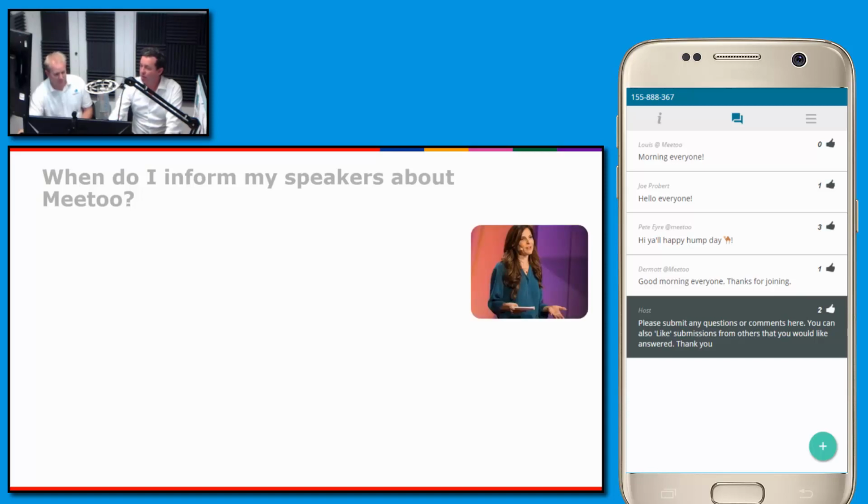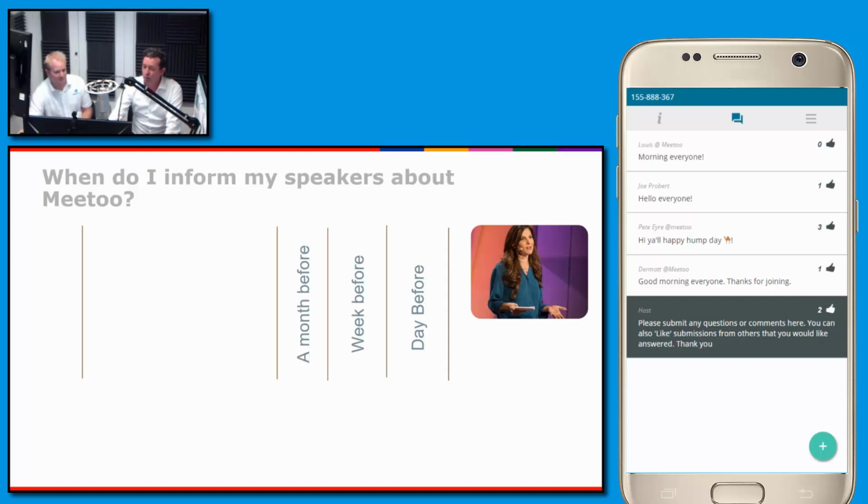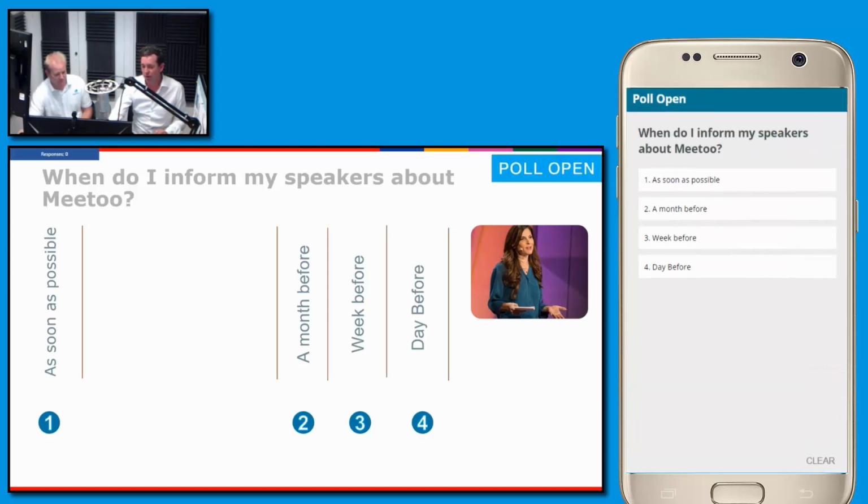So here's your speaker on stage. They're giving their presentation and wowing the audience. I'll give you a clue, that's too late. By then you can't tell them about Meetoo, but you could tell them about it the day before. You could tell them about it a week before. You could tell them a month before, or you could tell them as soon as possible, i.e. as soon as you've decided to use Meetoo. Okay, so those are your 4 options, and what I'd like you to do now is to use Meetoo to tell me which of those 4 you instinctively would use. Okay, so just press anywhere from 1 as soon as possible through to 4 the day before, and let's see how you respond.